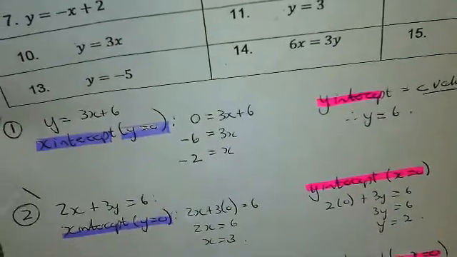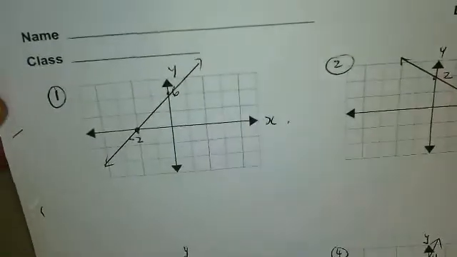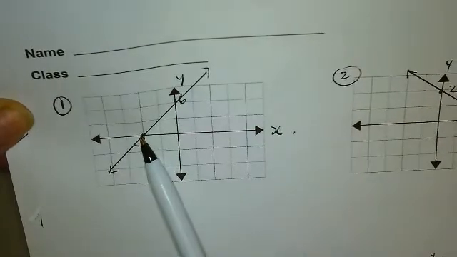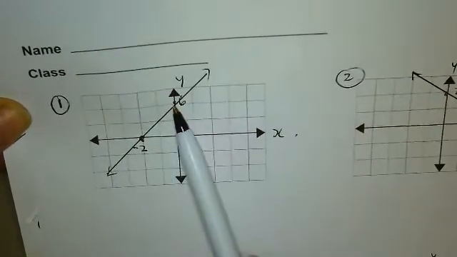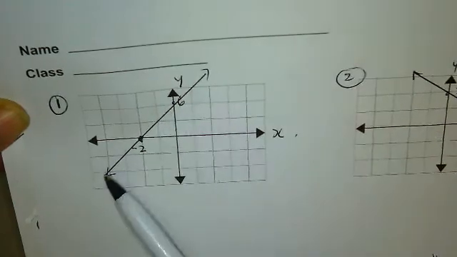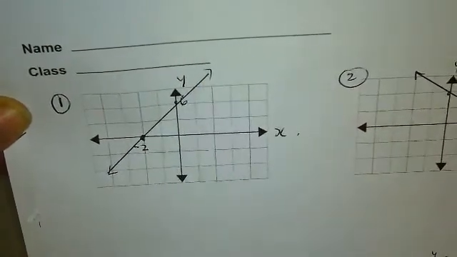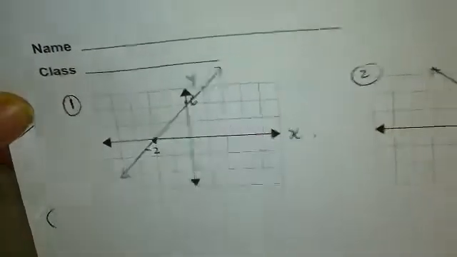And then you're going to go to the graph. So your x-intercept is -2 and the y-intercept will be 6. Why will this graph go up? Because if you look at the equation, the gradient was positive.